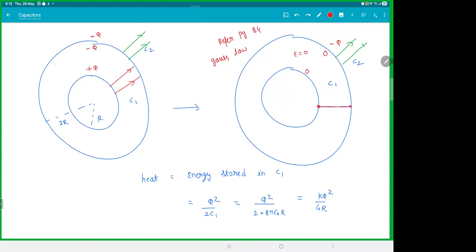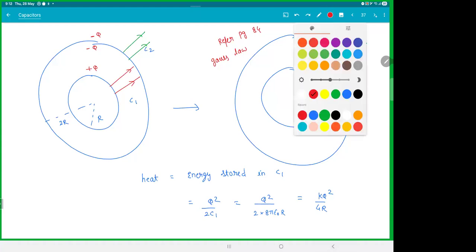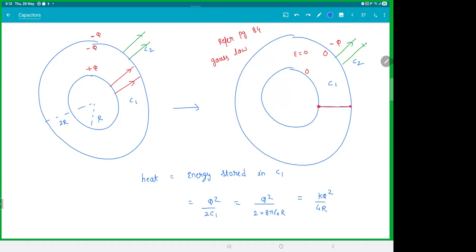All got this? So there, Gauss law, capacitors. So it's a good combination of questions there. Any doubts on this? Clear? Next one.